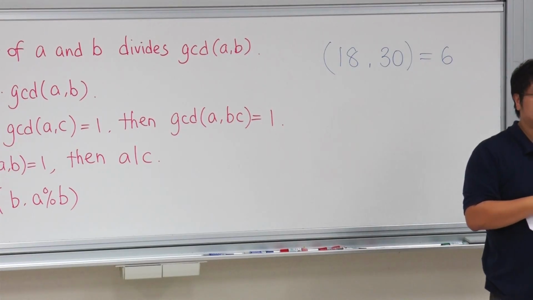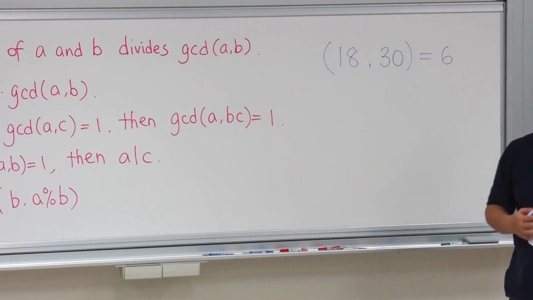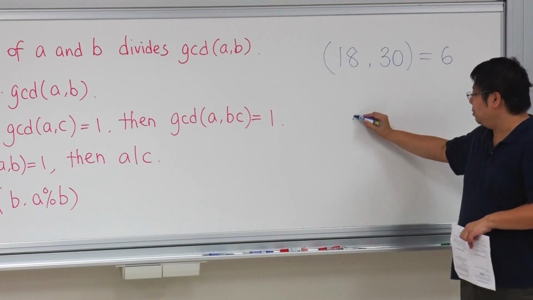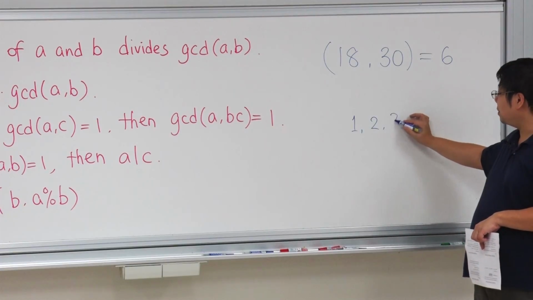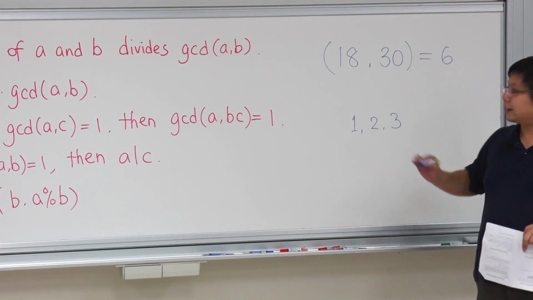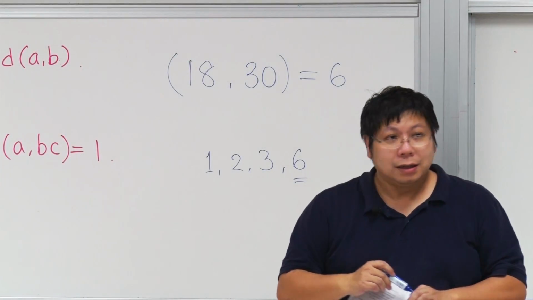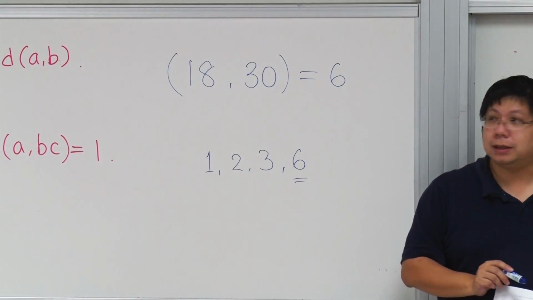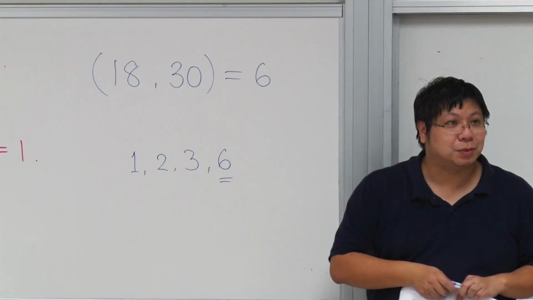Now, what are the common divisors of them? Is there any other number that can divide both of these two numbers? First of all, 1 is a common divisor, right? 2 is also a common divisor. 3 is also a common divisor. And then 6 is a common divisor. It turns out that 6 is the largest one, so we call it GCD. And each of these common divisors also divides the GCD of the two numbers. This is the property that we know.